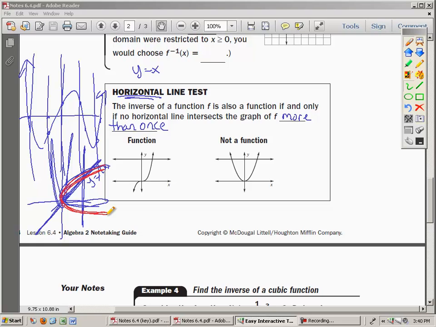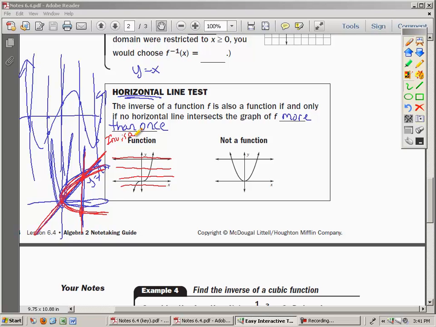Because a vertical line can't pass through that sideways parabola without touching it more than once, the inverse is not a function. So going back to the horizontal line test, because we're going to reflect this across the line y equals x, we can say, look, if I can pass a horizontal line anywhere through this function and it only touches it once, then its inverse is going to be a function. Obviously, that's a function. All right?